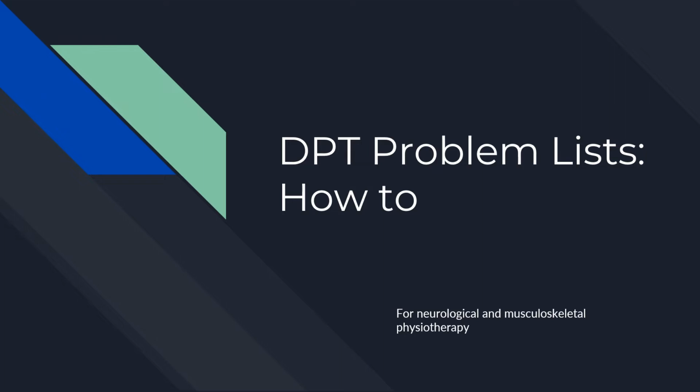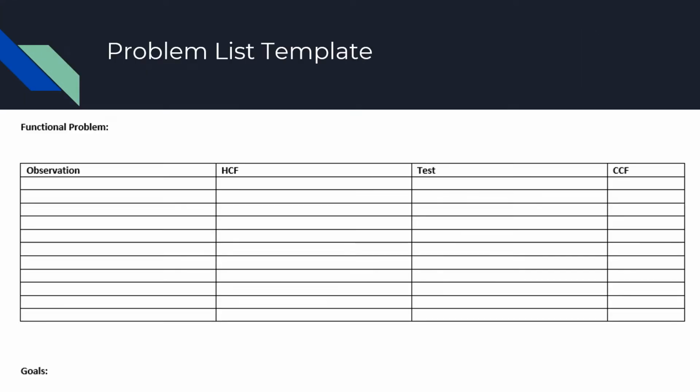Even though I'm going to be using the template for our neuro core subject, which is this here, you can definitely use the same steps and thought processes for MUSC, and I'll actually be using some MUSC examples as we go through just to demonstrate that. So if you're unfamiliar with the template, we've got our functional problem up the top left, our observations, our hypothesized contributing factors, our assessments for those HCFs, and then our confirmed contributing factors. And then down the bottom, we've got our goals, which we divide into short and long term.